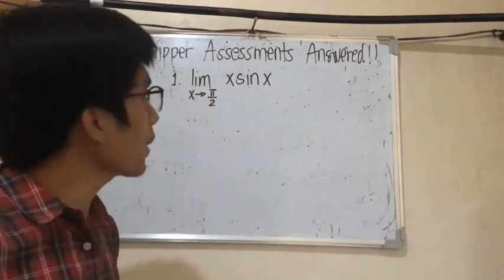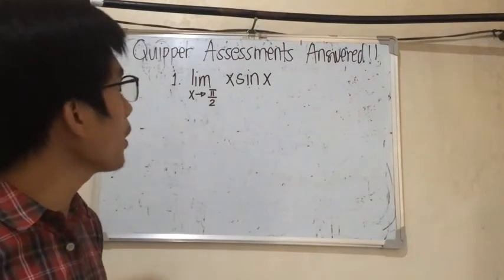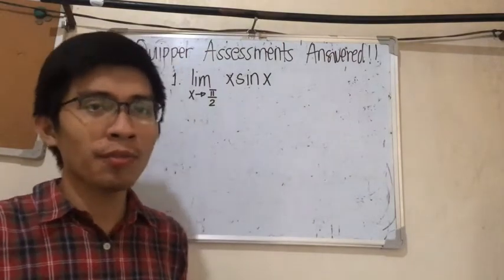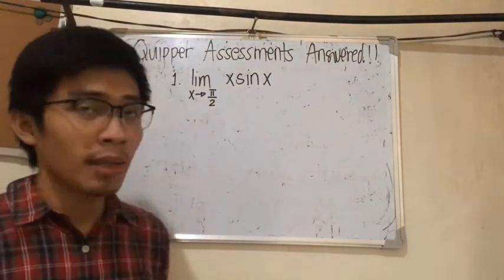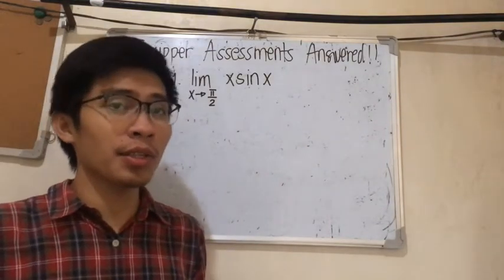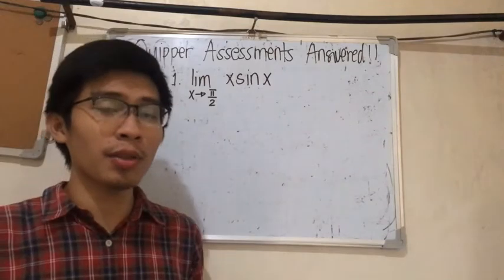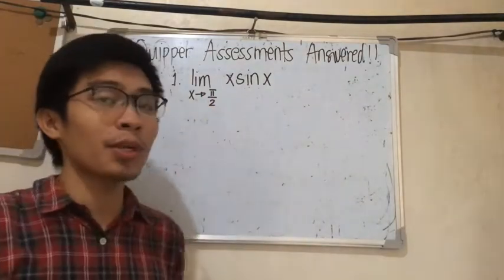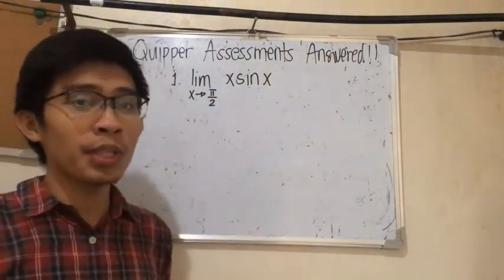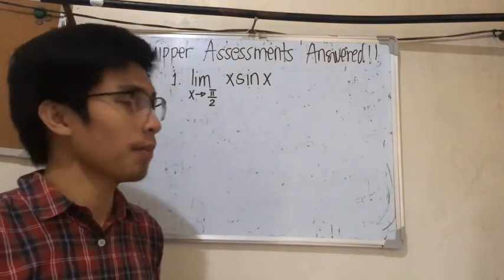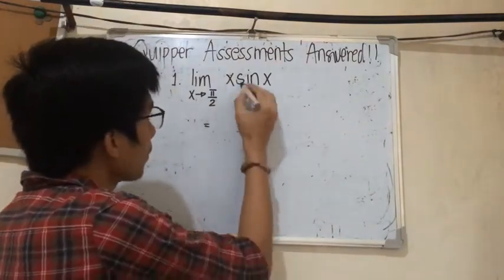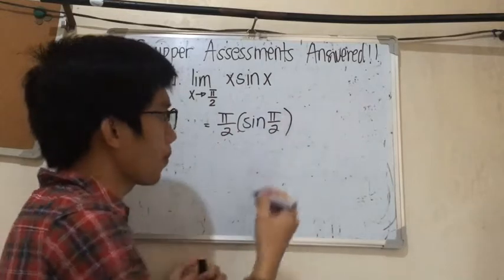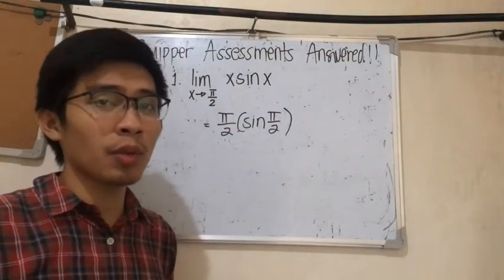So I have here, for Quipper assessments answered, number 1, the limit of x sine x as x approaches pi over 2. You may pause for now to answer the question. I do hope that you are done answering the question. So let's try to answer it together to check if you got it right. The limit of x sine x as x approaches pi over 2. What you are going to do in this problem is to use the direct substitution method. So it will become pi over 2 times sine pi over 2. Again, what they did is a direct substitution method.